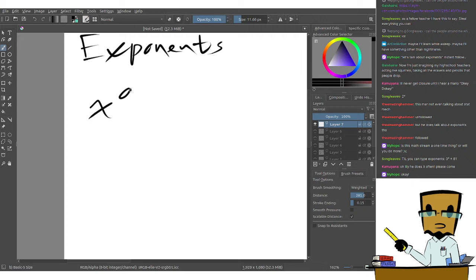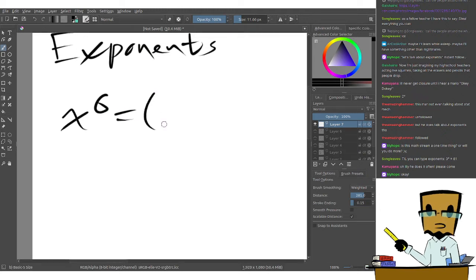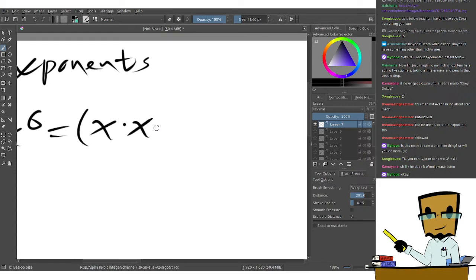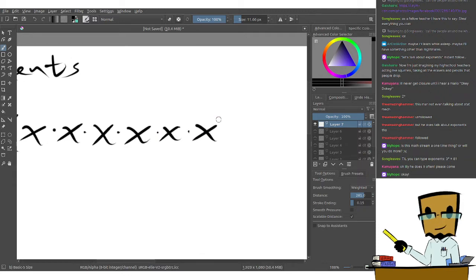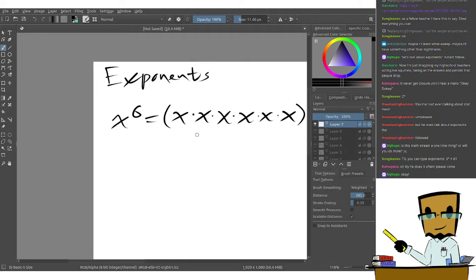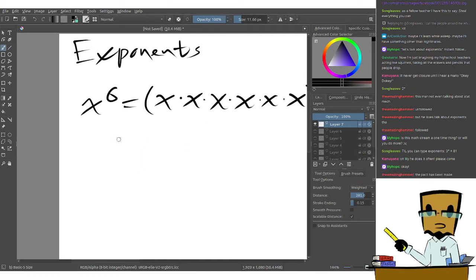Here's the fun way to write it, I guess. X to the power of a equals... well, no, let's do it the easy way with numbers. We'll put the variables in later. How about x to the power of 6? And that's simply x times x times x times x times x times x. And then you can just replace those if you really wanted to.